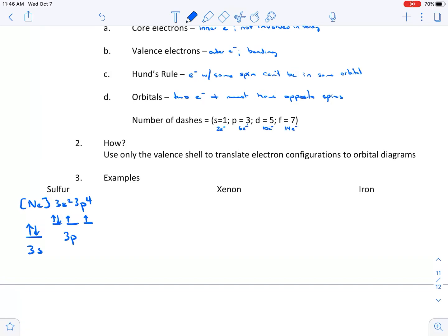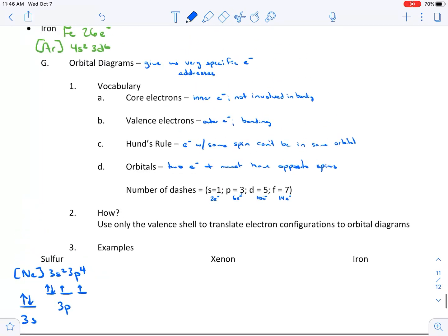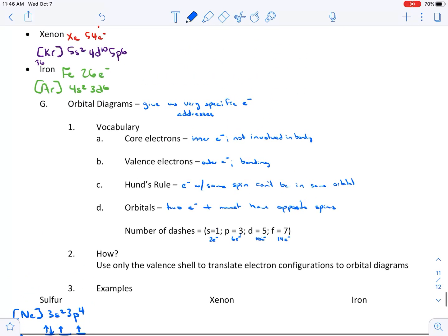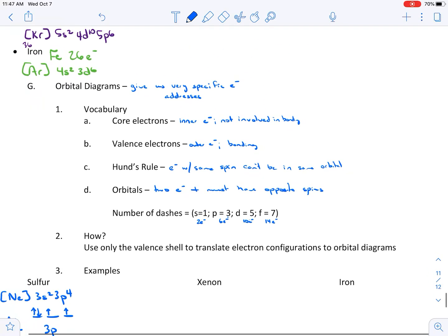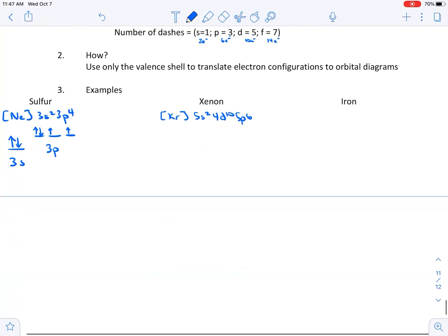So let's try xenon. We go back up to xenon. This is our shorthand: Kr, then 5s2, 4d10, and then 5p6. Just as a quick aside, the 4d electrons are not valence electrons, but I do like to see them in the orbital diagrams. So we've got 5s, with 2 electrons in there with opposite spins.